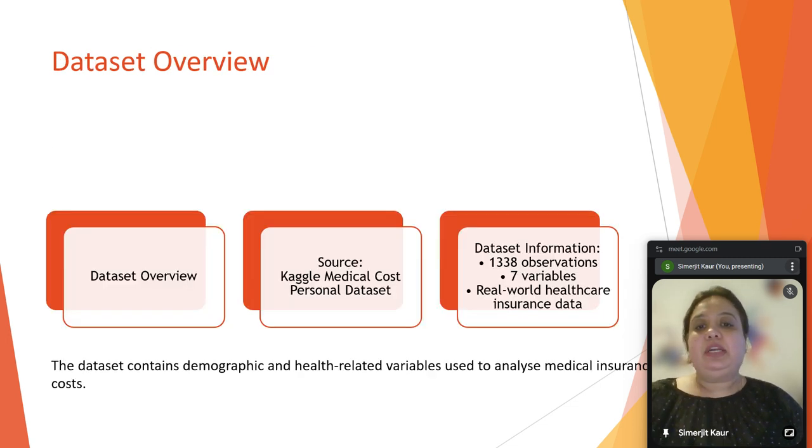Data overview. The dataset used in the investigation was the medical cost personal dataset obtained from Kaggle. This dataset contains 1338 observations and 7 variables related to demographic and health characteristics. The variables include age, sex, BMI, number of children, smoking status, region, and medical insurance charges. This dataset was suitable because it contains enough observations and multiple variables for meaningful statistical analysis.